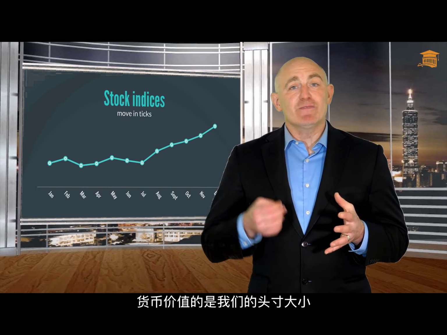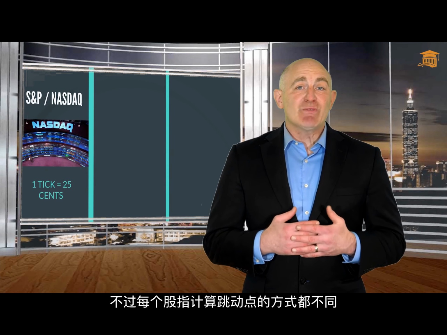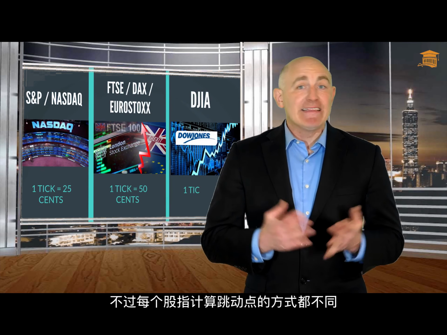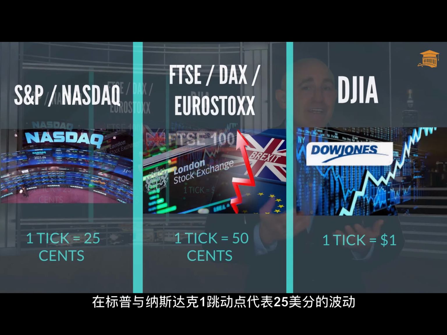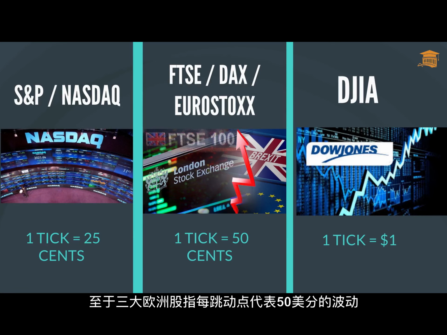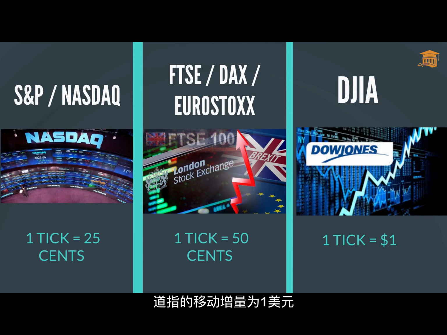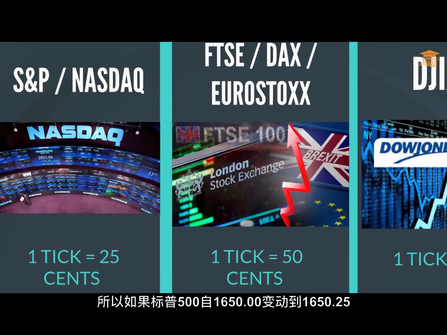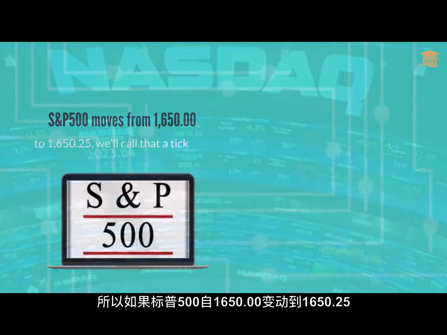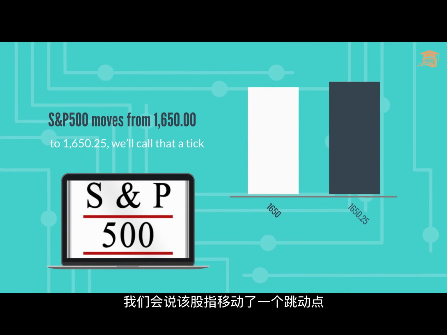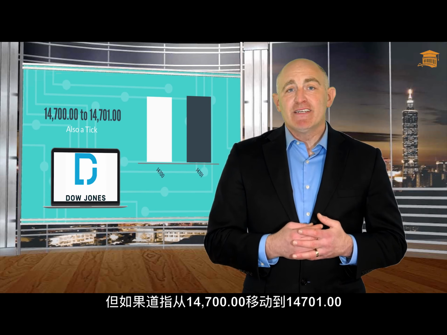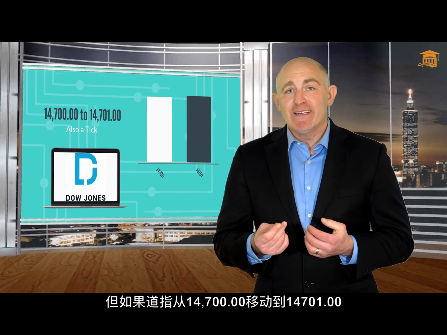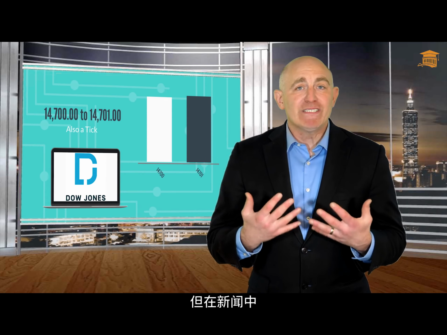Stock indices also move in ticks. Unfortunately, each index will have its own way of calculating a tick. At the S&P and NASDAQ, a tick represents a 25-cent movement. With the 3 European indices, each tick represents a 50-cent movement, and the Dow Jones moves in increments of $1. So if the S&P 500 moves from $1,650 to $1,650.25, we'll call that a tick. However, if the Dow Jones moves from 14,700 to 14,701, that too is considered a 1-tick movement.